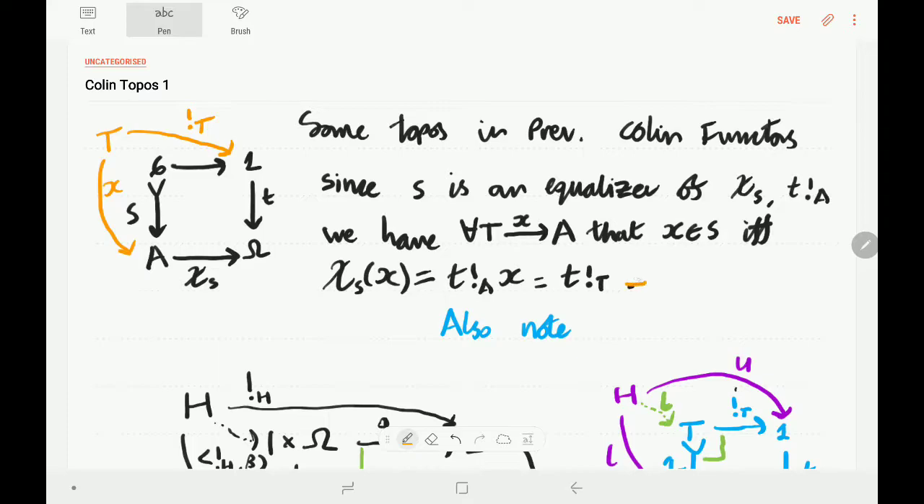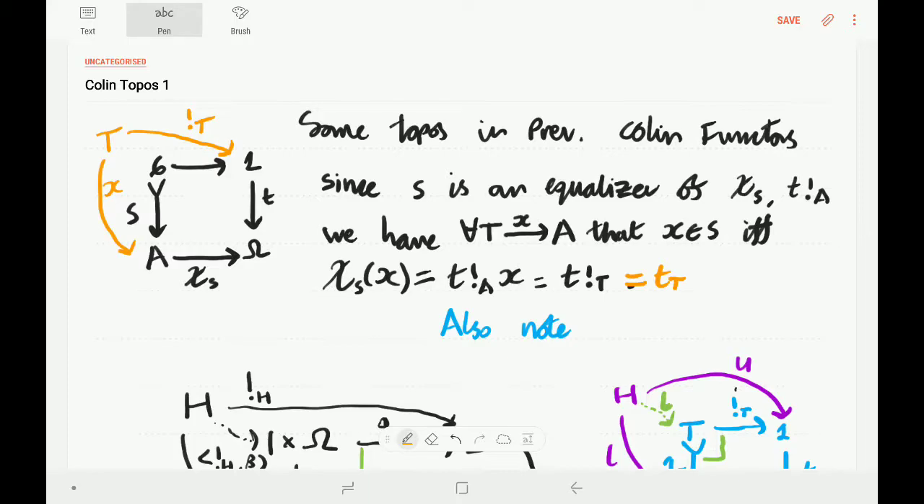This is sometimes given a shorthand as T subscript T. Okay, so it's this unique arrow. Well, it's what you get by following the unique arrow to a terminal object and then going along T. And sometimes it's just called true.